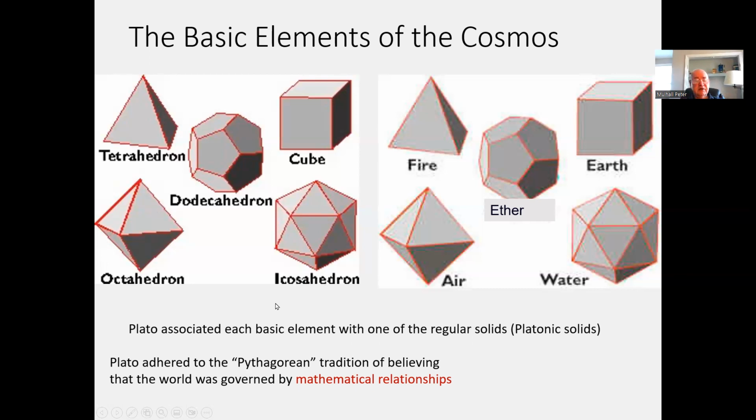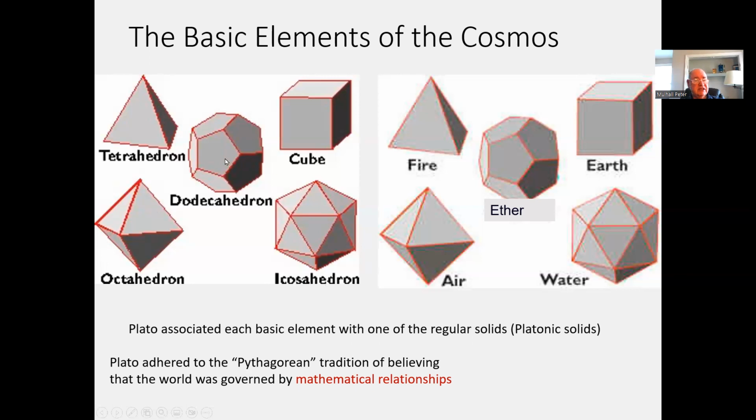Plato being very much a Pythagorean, very much holding to the subscription that the universe is a mathematical universe governed by mathematical laws. Plato was very much a disciple of the Pythagoreans. He's the most famous and the most influential Pythagorean in history. And this association comes from the teaching of Plato.